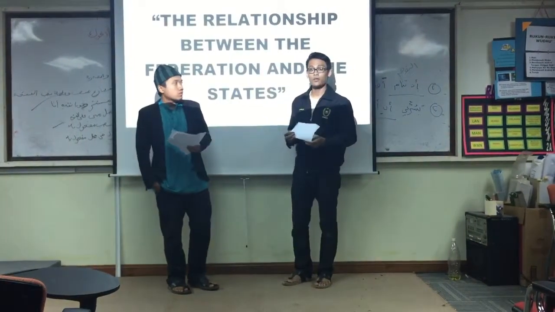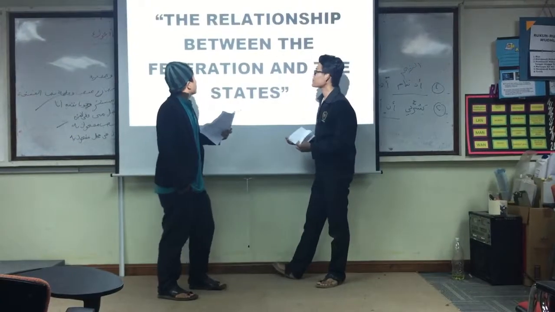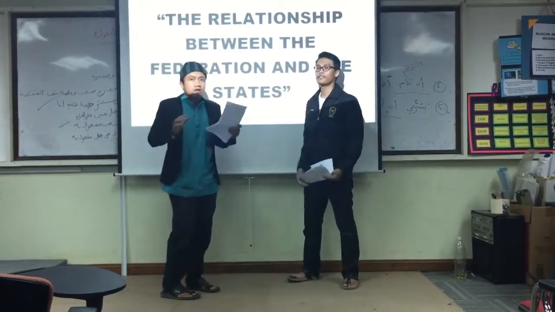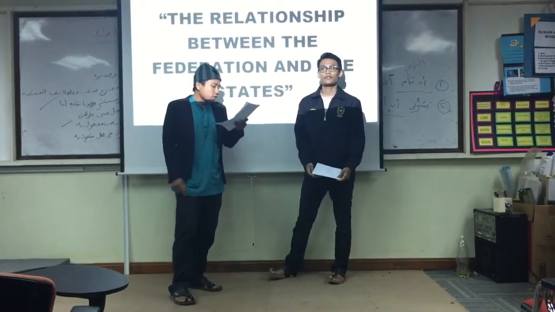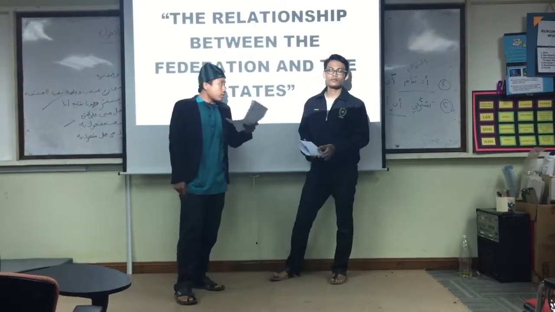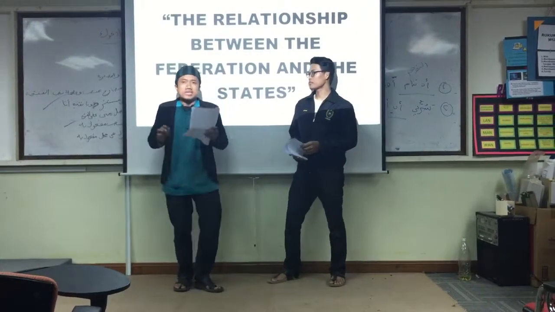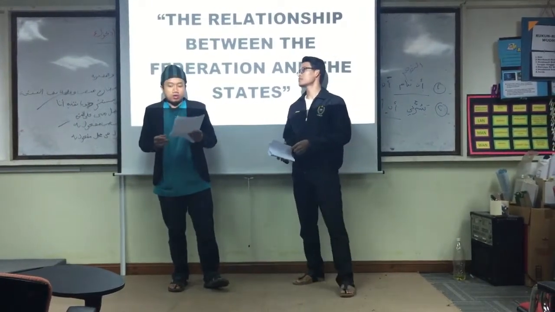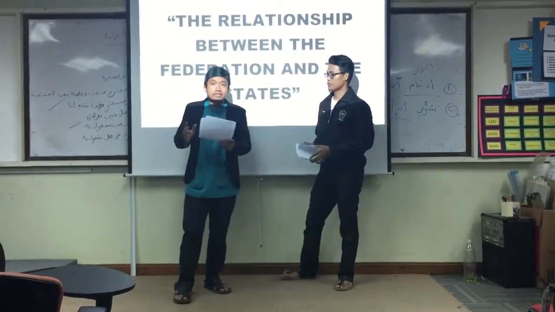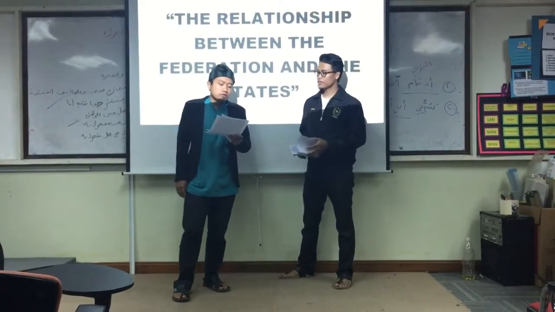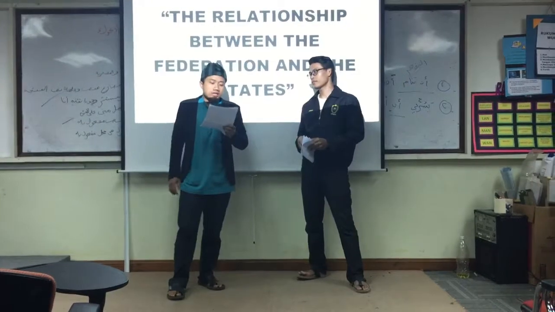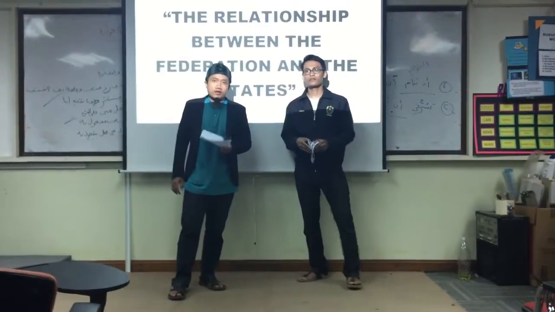So we move to the last point. What is the relationship between the federation and the state? The fourth point is obligation of state towards the federation. Article 81 provides that the executive authority of every state shall be exercised first, so as to ensure compliance with any federal law applying to that state, and second, so as not to impede or prejudice the exercise of the executive authority of the Federation.